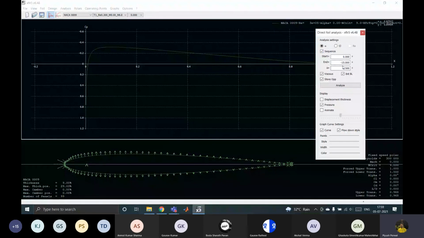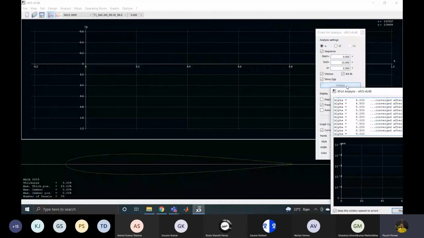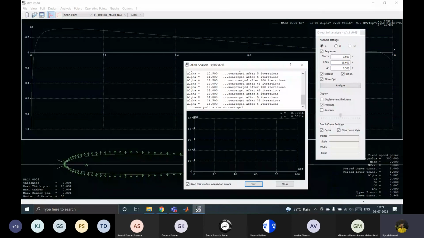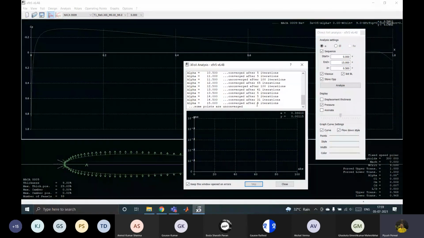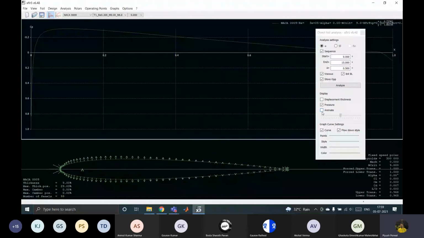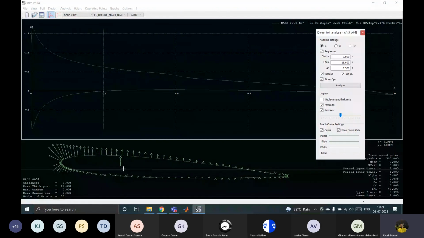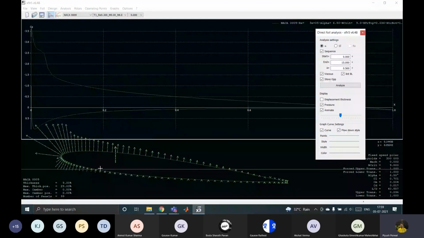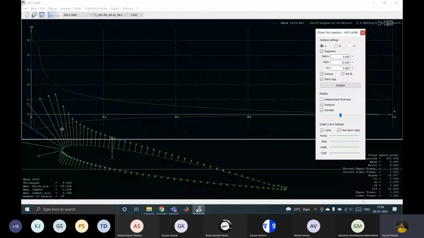When you have to analyze it for a particular range of angle of attack, you can analyze it. It converges, but for some points it is not able to converge because stall happens before 15-degree angle of attack. When you see this airfoil and animate it, you will see that the amount of lift is increasing and the pressure profile is changing with angle of attack.